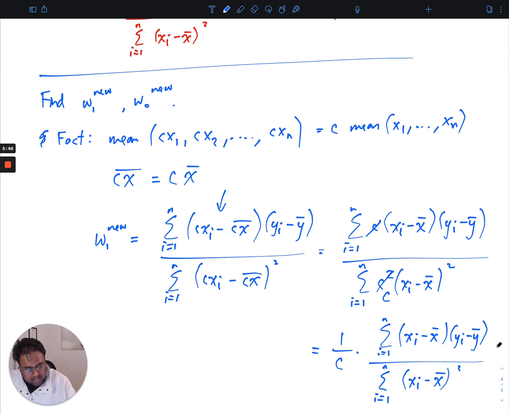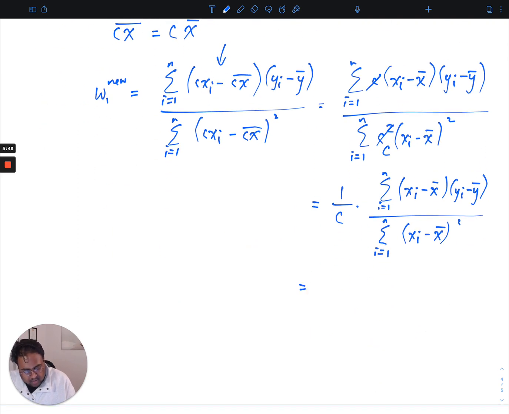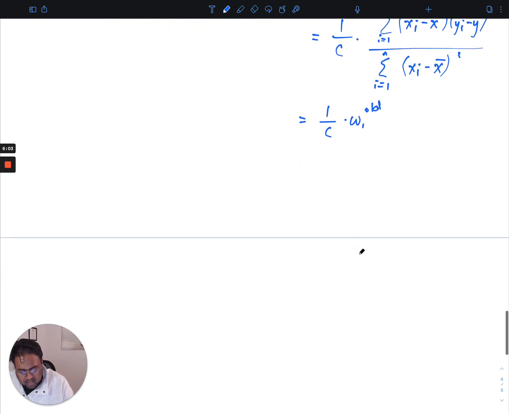In fact, this is exactly the old slope. So I can see the new slope, W1 new, is 1 over c times the old slope, W1 old. Okay, great. So that's one of the facts we're going to need. The other thing we're going to have to do is try and determine what the new y-intercept is. Well, that's going to be the mean of the y's minus the new slope times the mean of whatever I'm using as my x variable. Well, in this case, that's the mean of cx.